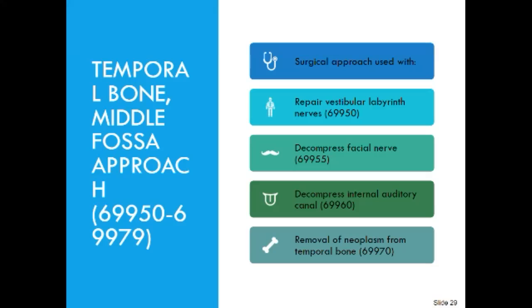Temporal bone middle fossa approach, 69950 through 69979. The surgical approach is used with repair of vestibular labyrinth nerve, 69950. Decompressed facial nerve, 69955. Decompressed internal auditory canal, 69960. And removal of neoplasm from temporal bone, 69970.